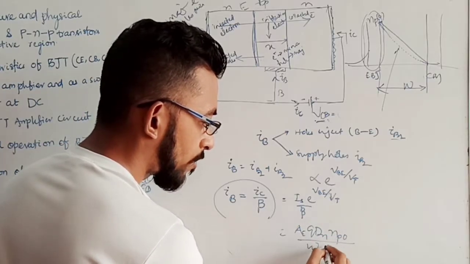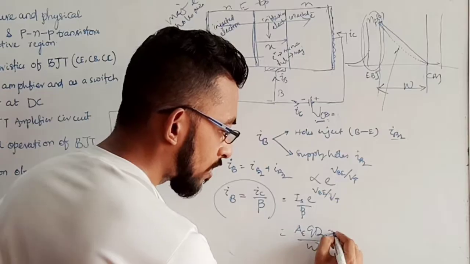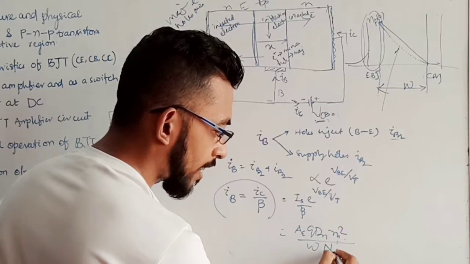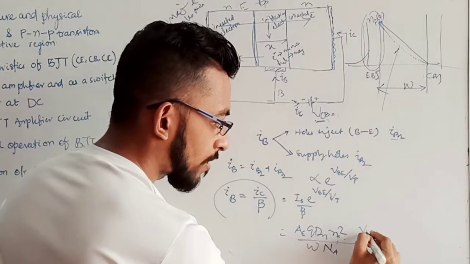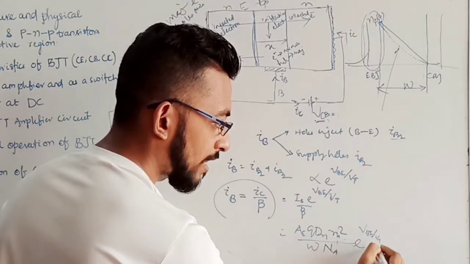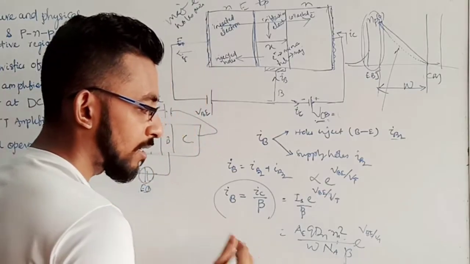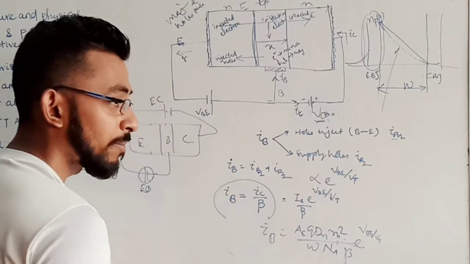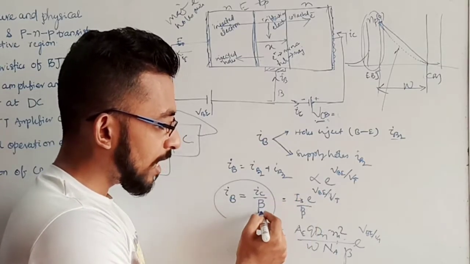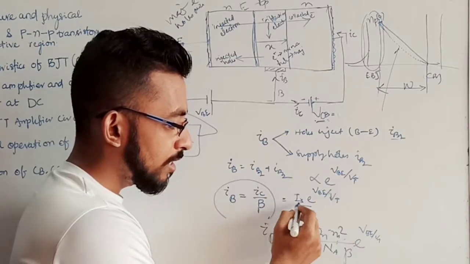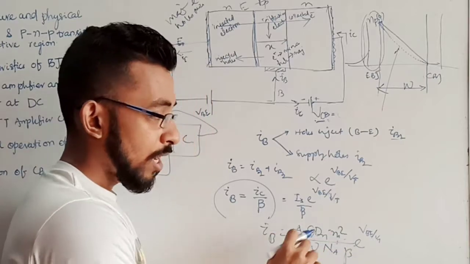In place of NP naught, what we wrote? Ni square upon W upon Na. This is our IS we found, and e power VBE upon VT, and this beta is there. So this is our IB, base current. This base current is nothing but just IC upon beta, and this is our IC value, and this is our IS value. I just put all those values.